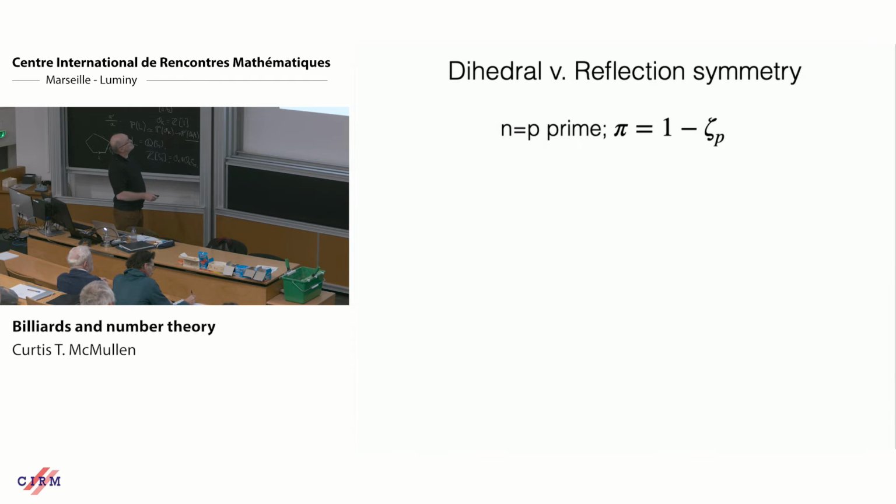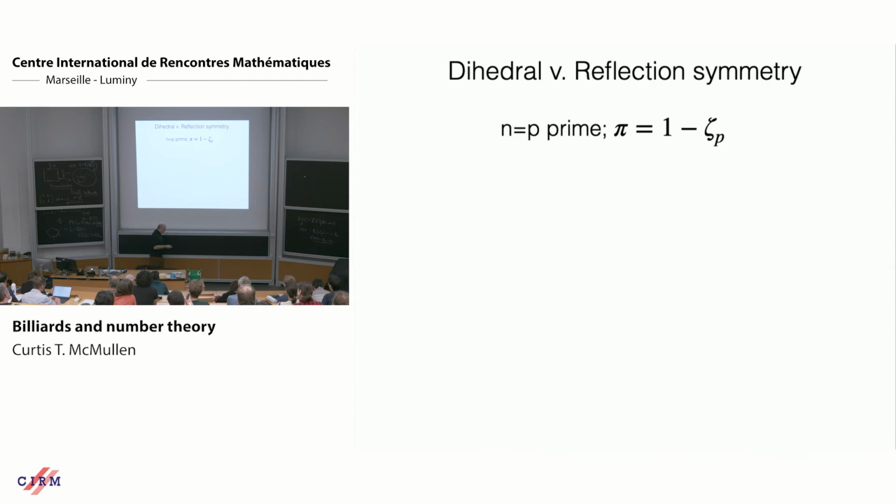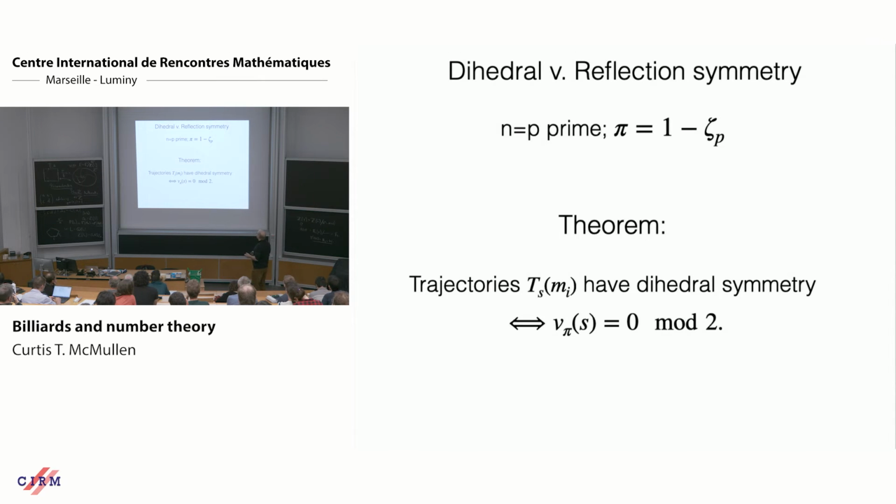Let me just say what happens when n is prime, though, because it's very succinct how you distinguish between these two cases. First, the prime p ramifies in the field Q adjoin zeta p. It factors as this prime raised to the p minus first power. So this number is a prime factor of p. p is no longer prime when you add in the pth root of unity, but there's a naturally associated prime. And when you have a prime, you can take the valuation of a point in the field at that prime. That just measures how many times it's divisible by that prime. And the theorem is that the trajectories have dihedral symmetry if and only if the valuation of s at pi is equal to 0 mod 2.